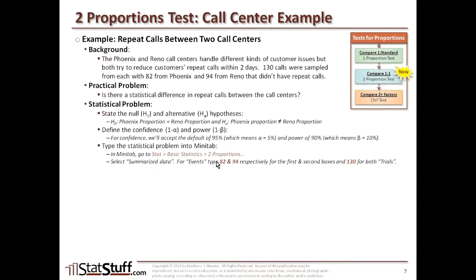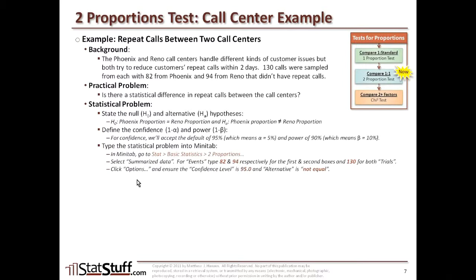So instead, we're going to type these values in the Events column. We're going to type in 82 for the first one, and then 94, like we showed in the prior slide. And then in the next column, under the Trial section, we're going to put in 130 for both of them, because there were 130 samples from each of those locations. 82 is for Phoenix, and 94 that we typed in is for Reno.